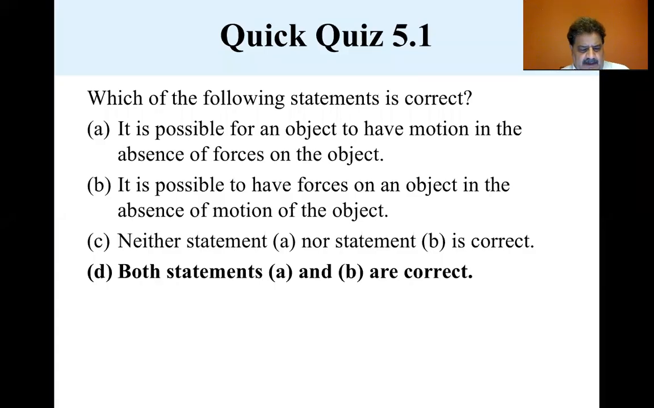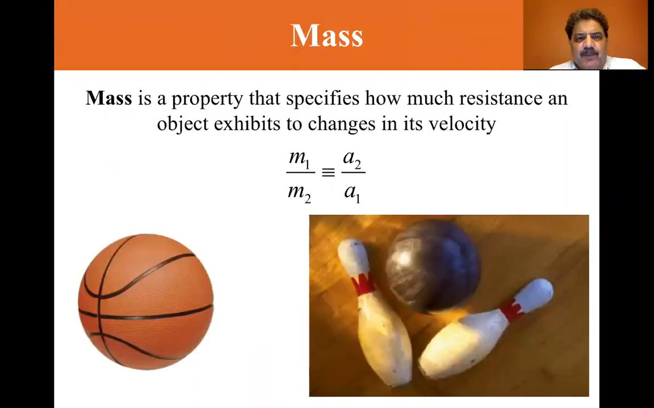Okay, we're continuing with section 5.3, mass. Let's just read the slide. Mass is a property that specifies how much resistance an object exhibits to changes in its velocity. We can substitute the word inertia in there also, because inertia is related to mass. The more mass something has, the more inertia it has.